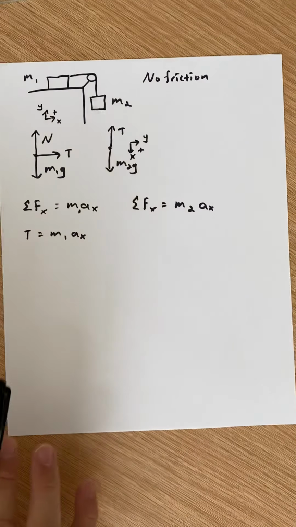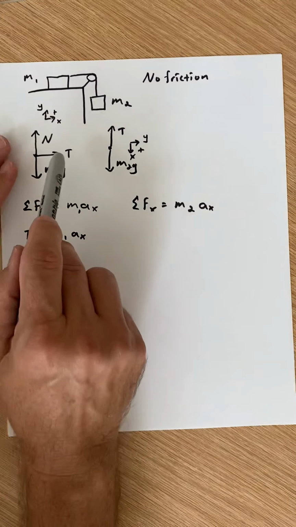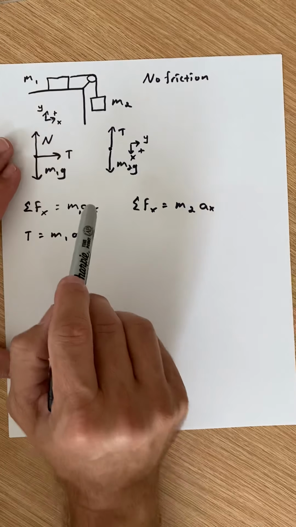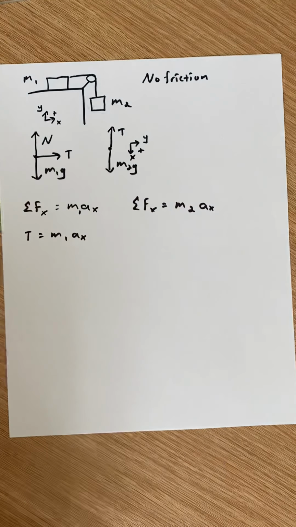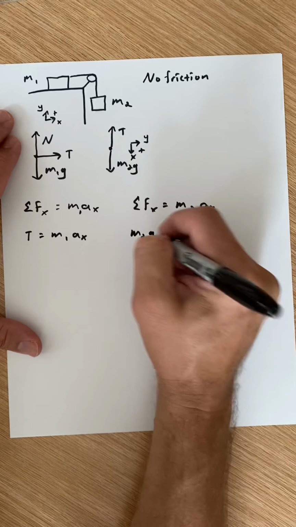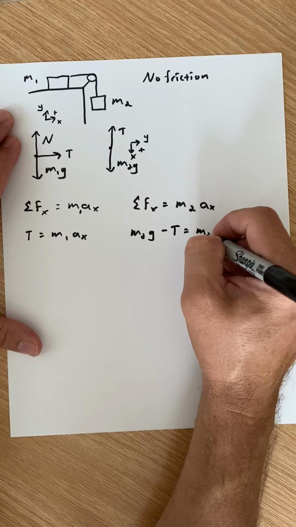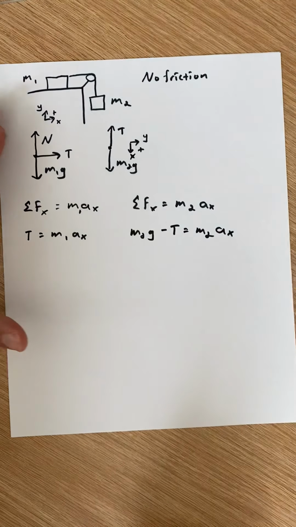But in this case, we'll make the standard assumptions, inextensible massless string, which means that these tensions are the same, and then because they're coupled, the accelerations are the same. That makes my job pretty easy. If I unpack these forces in the positive direction, I've got m2g. In the negative direction, I've got minus T. That's equal to m2 a sub x.